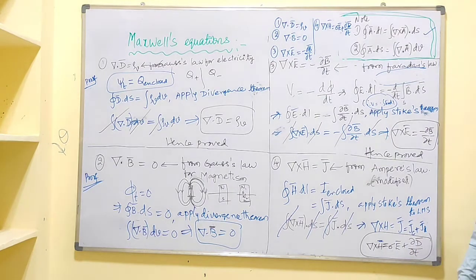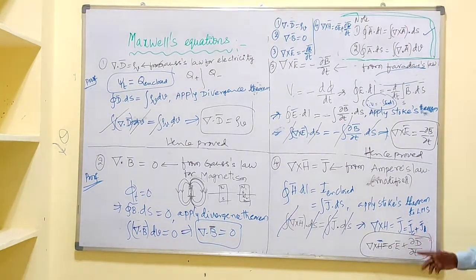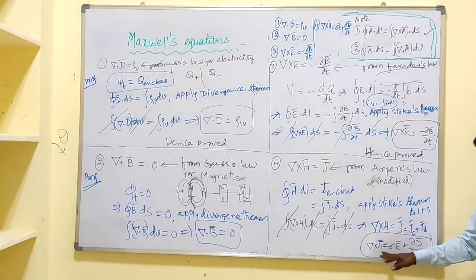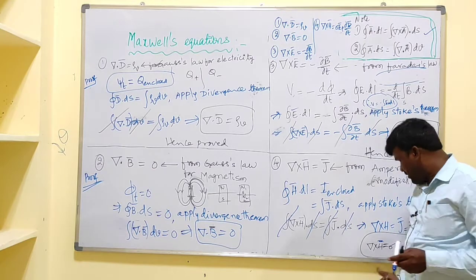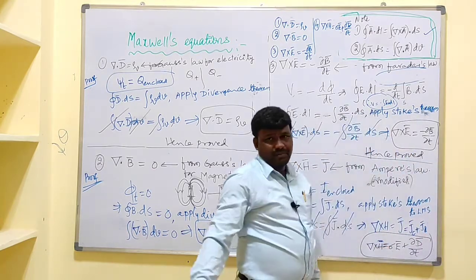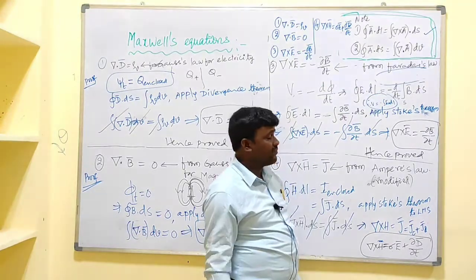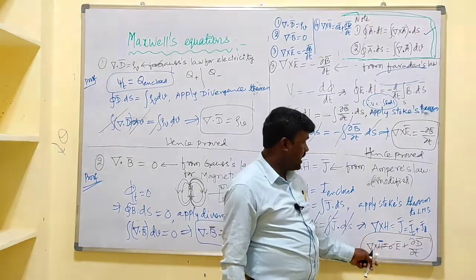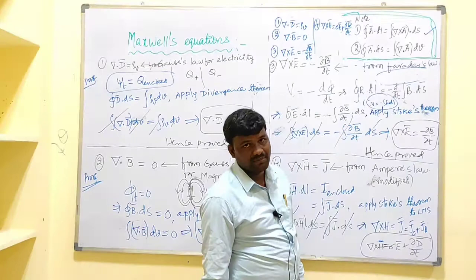J bar. We know that there exists conduction current and a displacement current. Conduction current is Jc and displacement current density is what? Jd. Finally we got del cross H as what? Sigma into E plus dou D by dou T. If you have any doubt in this case, please refer the topic inconsistency of Ampere's circuit law. In that we discussed about this modification of Ampere's circuit law.